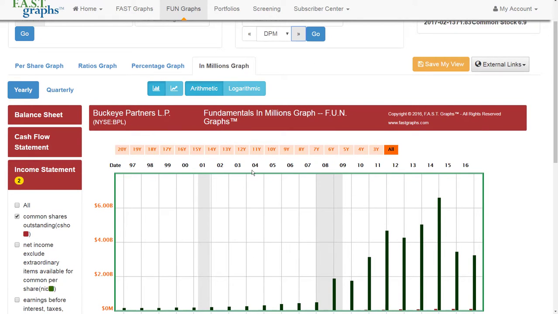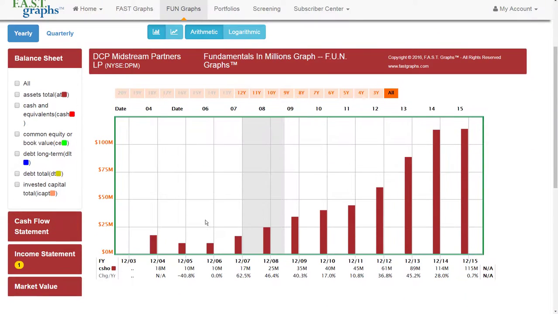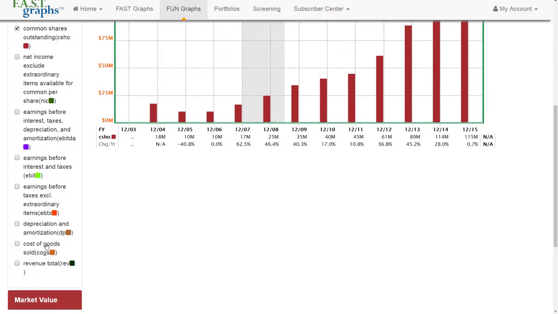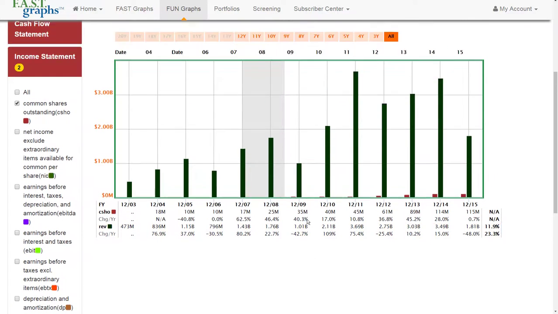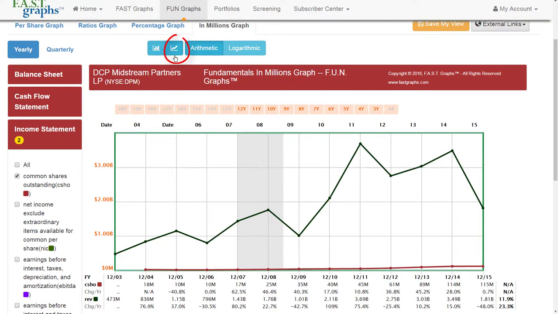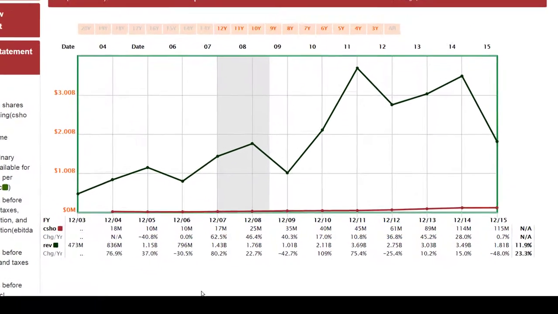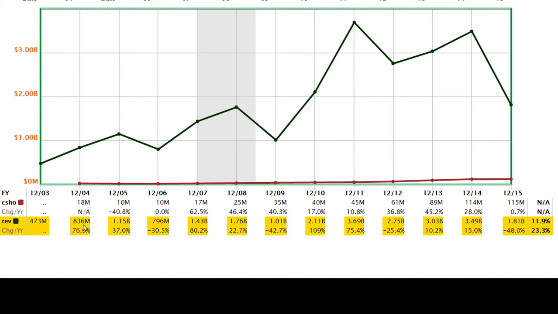I'll look at one or two more here just to make this point clear and try to keep this video as short as possible. Here's DCP Midstream Partners. Once again, watch how much significantly higher the revenues are versus the common shares outstanding. Sometimes if you do this in a line graph, you can see the perspective better. This is the common shares outstanding we were looking at before. This is the total revenues. Once again, common shares outstanding went from 18 million to 115 million, but revenues went from 437 million to 1.8 billion.